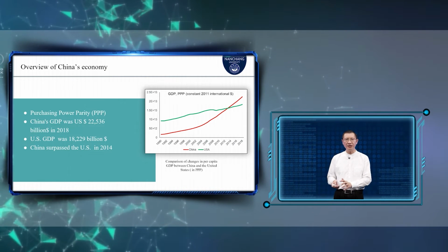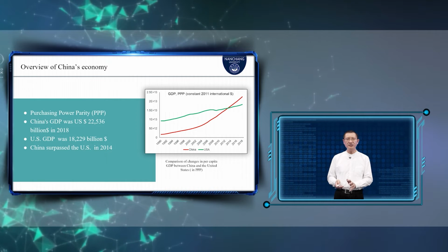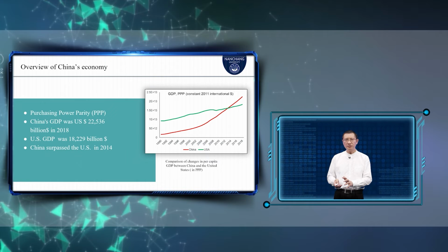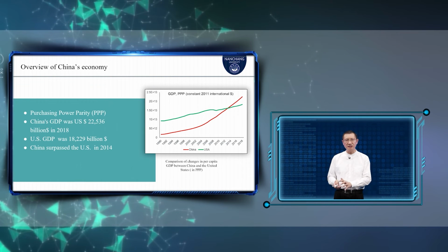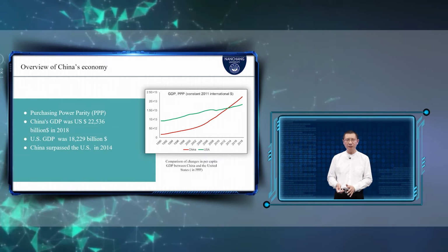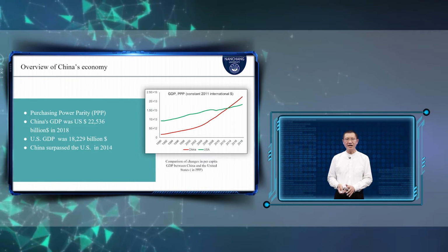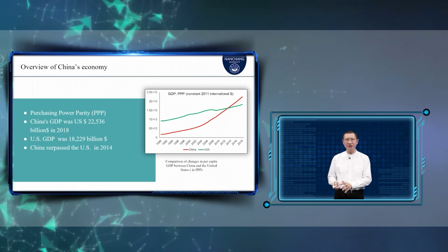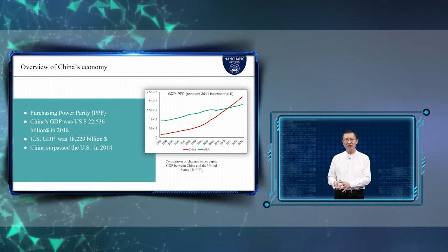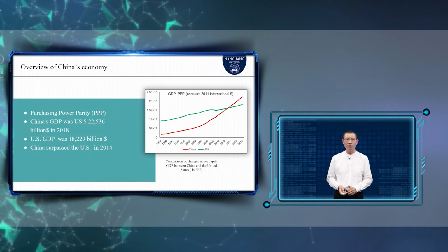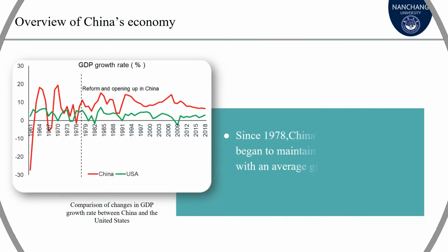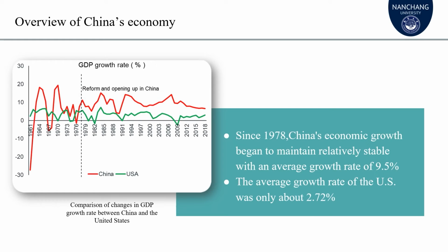So calculated by PPP, in 2018, the GDP reached 22,536 billion US dollars in China, while it was 18,229 billion US dollars in the US. And China's GDP, calculated by PPP, first exceeded that of the United States in 2014. Now let's take a look at China's economy in terms of economic growth rate.